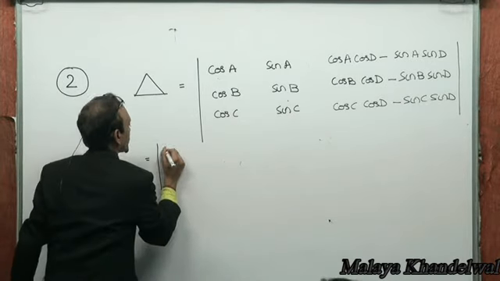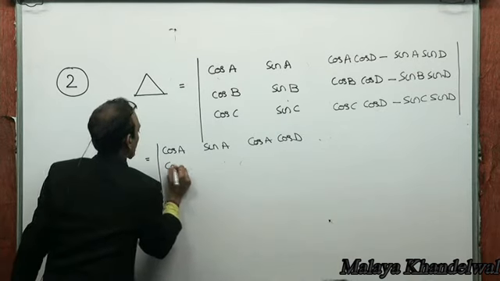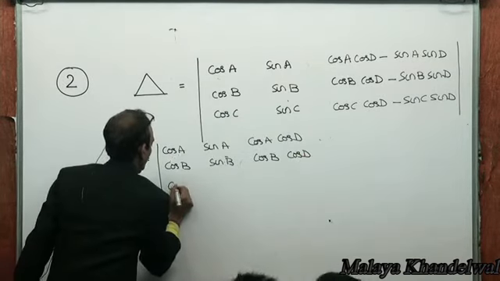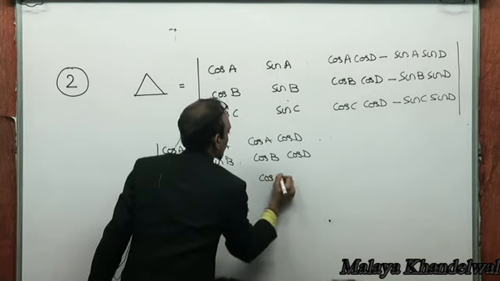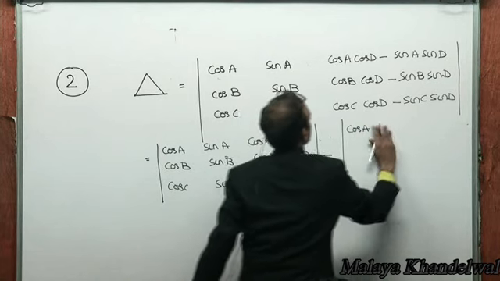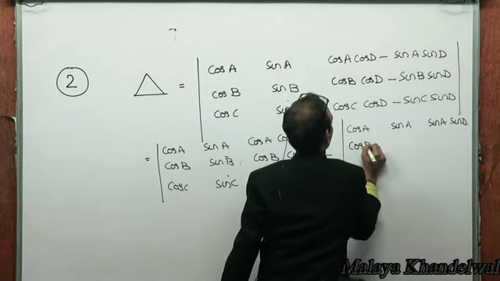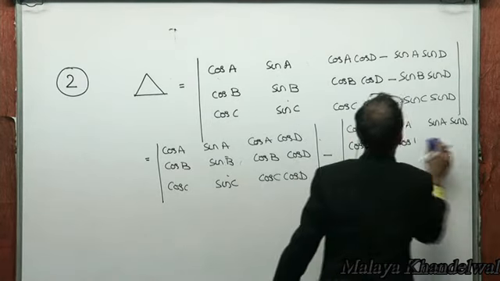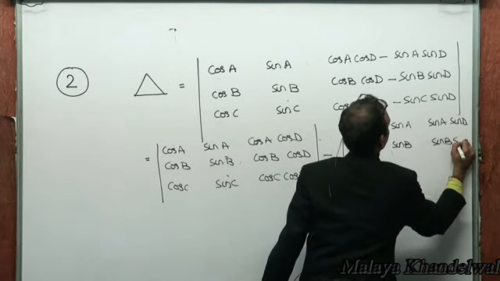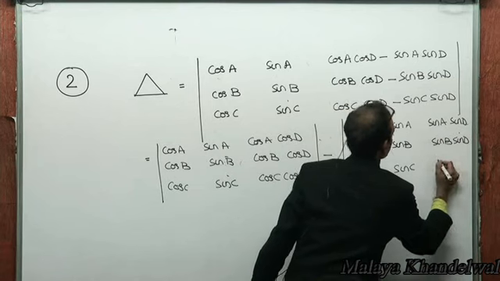One determinant is going to be cos A, sin A, cos A cos D; cos B, sin B, cos B cos D; and so on, minus the determinant with cos A, sin A, sin A sin D; cos B, sin B, sin B sin D; cos C, sin C, sin C sin D.